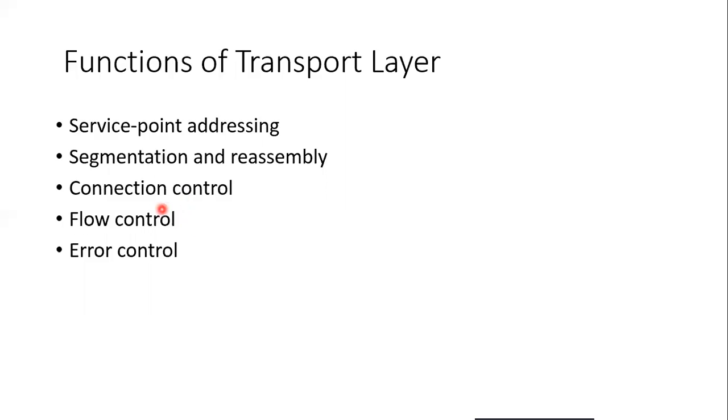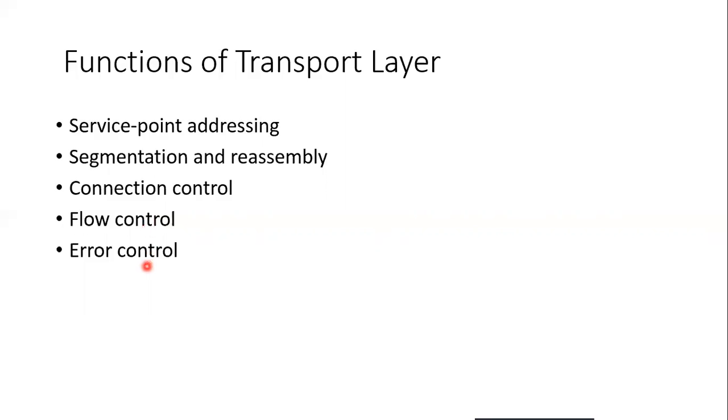Then flow control. The data link layer also contains flow control, and here also we use a flow control mechanism. The transport layer is responsible for flow control. The flow control at this layer is performed end to end rather than across a single link. The single link is handled in the data link layer, whereas here it is end to end.